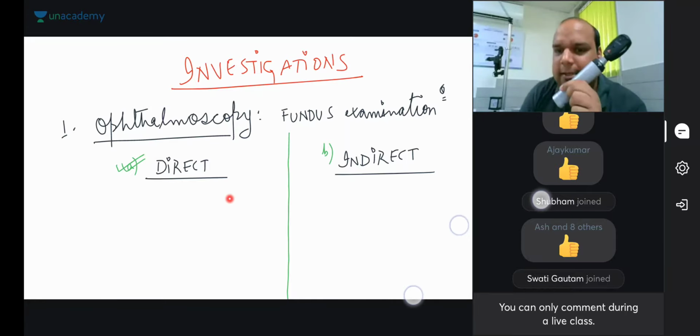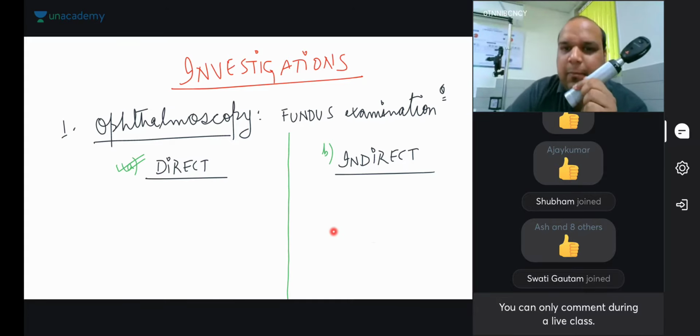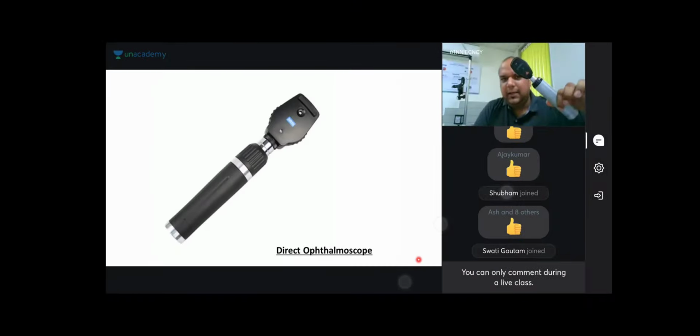I hope all of you can see this. If you can't see it properly, I'll bring up an image so that you don't tell me after a while, sir, we could not see. So this is a direct ophthalmoscope, the same thing you can see in my hand. You hold it in your hand.